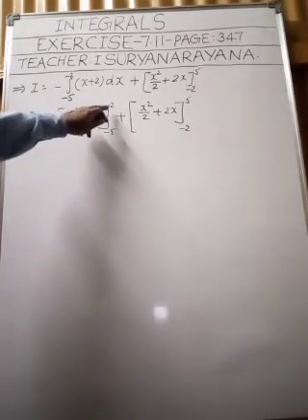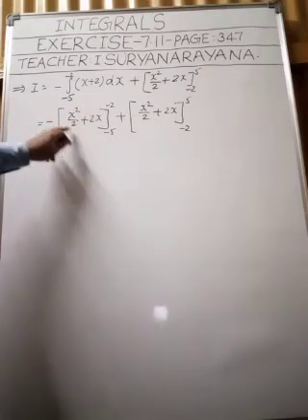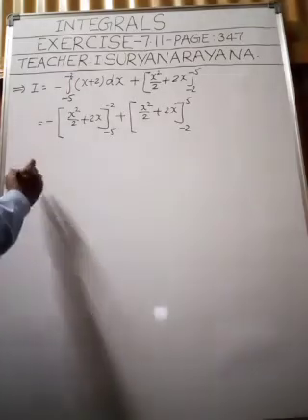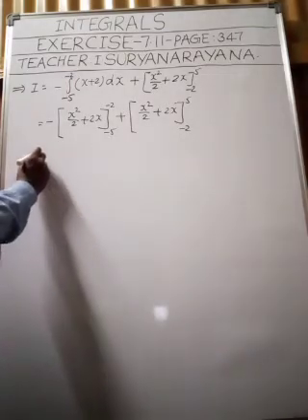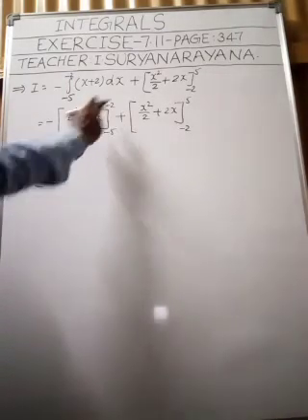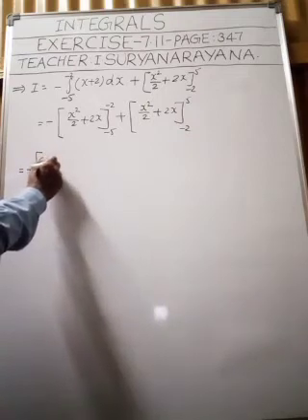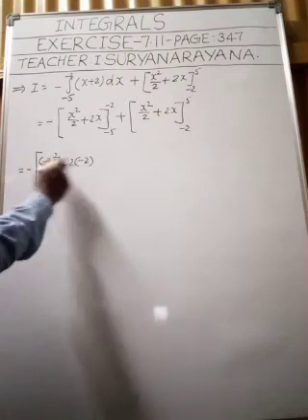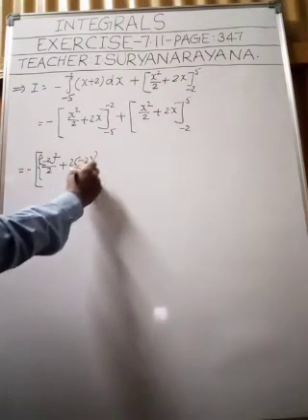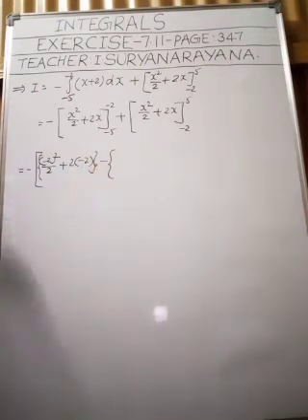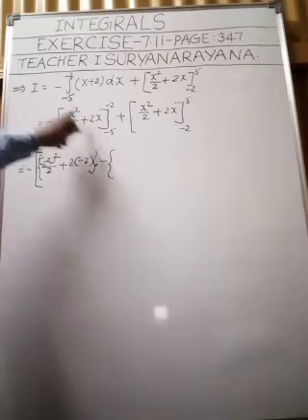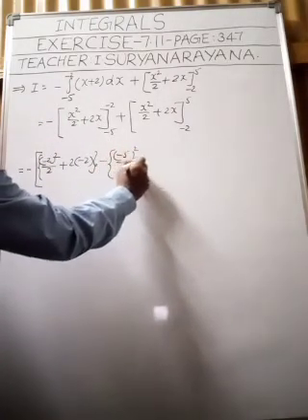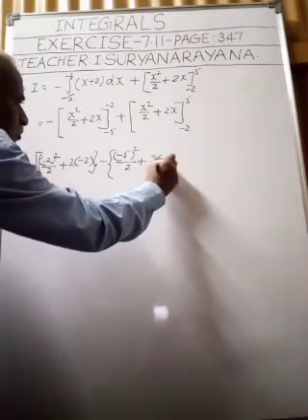Now we substitute upper limit minus lower limit in this function. Similarly here also upper limit minus lower limit. Okay, my children, that is equal to minus of, first we substitute upper limit minus 2 whole square by 2 plus 2 into minus 2. This is upper limit minus, what is lower limit? Minus 5. So minus 5 whole square by 2 plus 2 into minus 5.